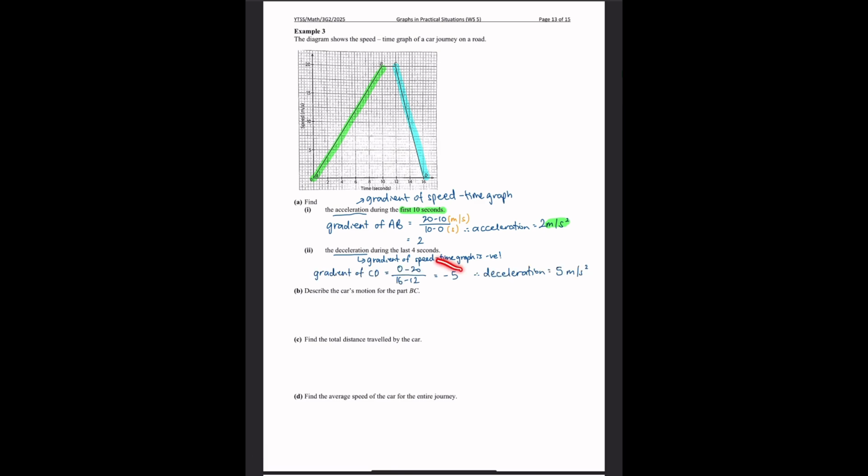Okay, after you have found the gradient of CD, which is -5, because deceleration is the gradient of speed time graph being negative, since the gradient is already negative, I can straight away say deceleration is 5 meter per second square. Notice there is no negative sign here. So for deceleration, the word accounts for the negative sign already. So deceleration, you can just write the positive value of the gradient. Now let's go on to part B.